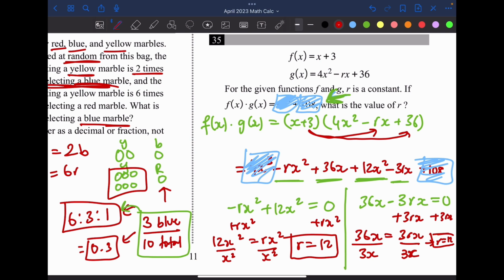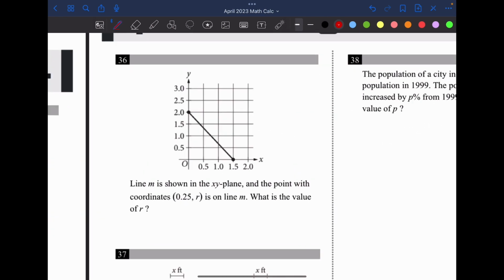So whatever you do, you're going to get the same answer, and we just found it. R is 12, so we are done. Okay, let's move on to question number 36.